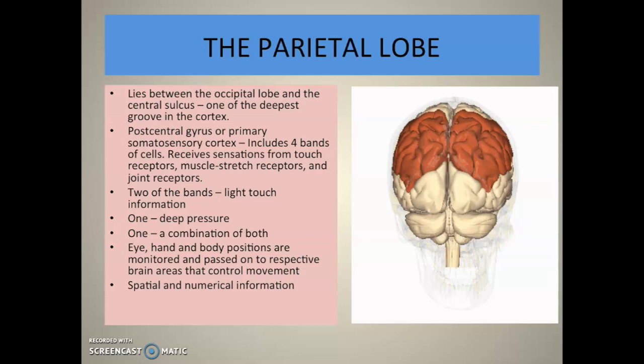Also, another thing that you need to know about the parietal lobe is it helps you monitor movement and positioning. Which means it allows your brain to know that you're in a certain position, your hands are in a certain position, your eyes are looking at a certain place, and it allows you to have appropriate movements by communicating such perceptions to the respective brain areas. So all of this is done in the parietal lobe.